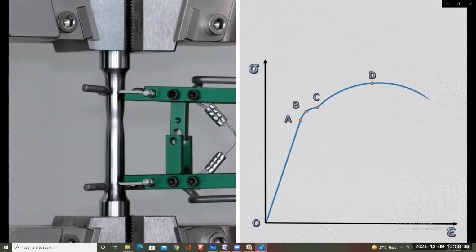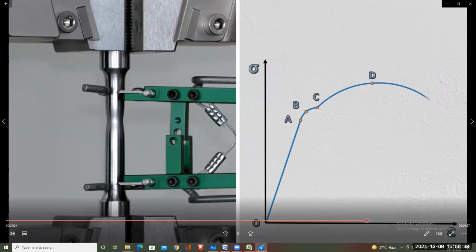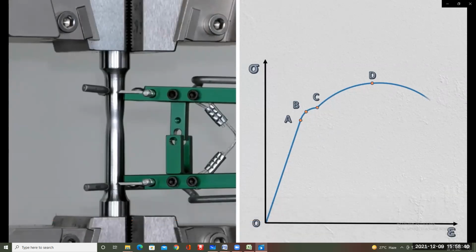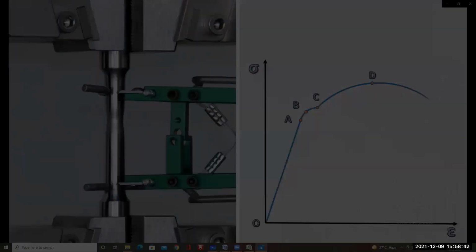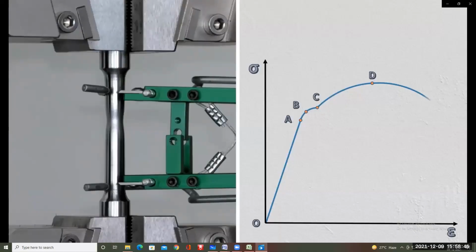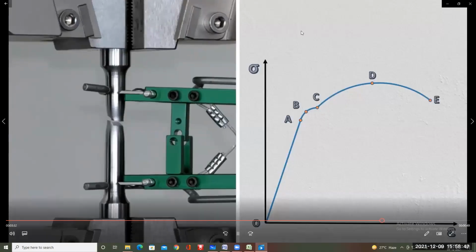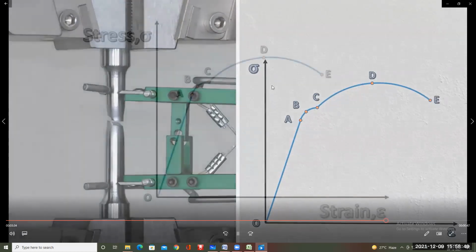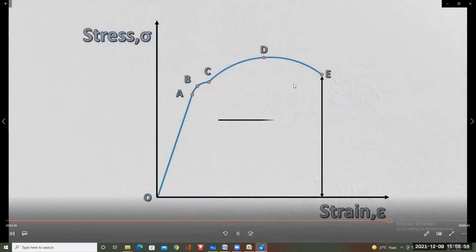Due to the reduction in the cross-sectional area of the bar, the load-bearing capacity of the bar reduces drastically, and the curve starts dropping beyond point D. Eventually a point E is reached where the testing bar fails. The stress at this point E is known as the breaking strength of the material.